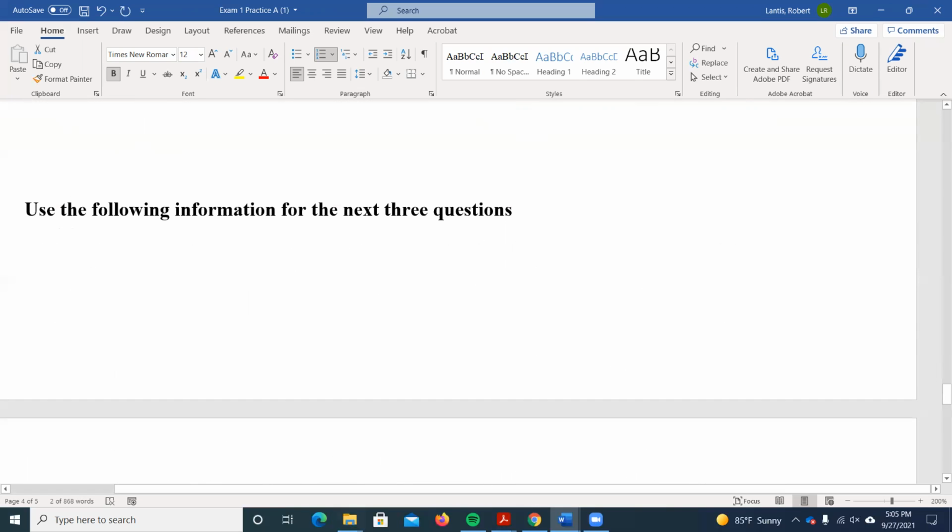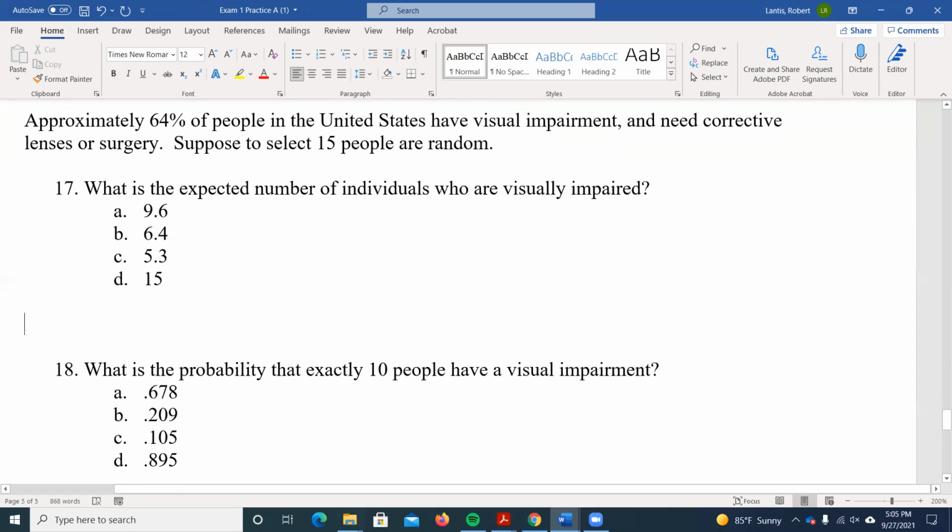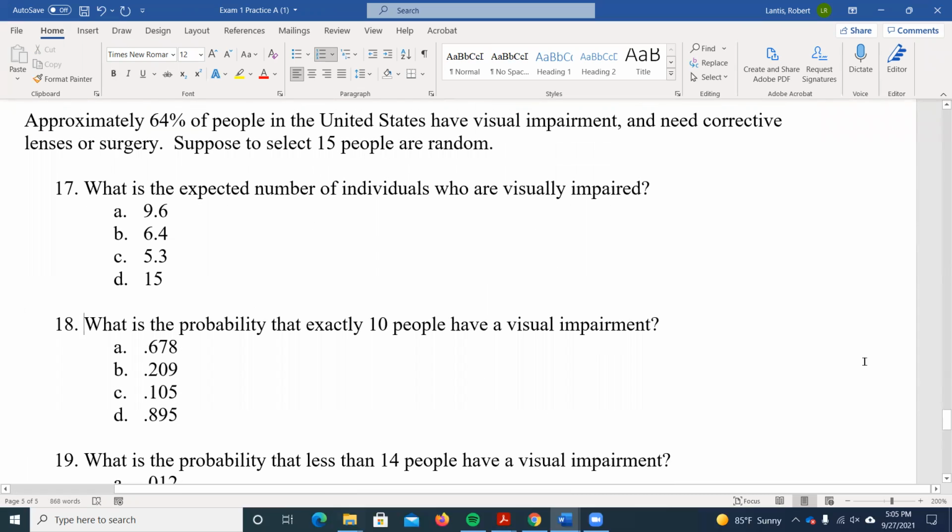Let's stay on practice exam A here. Let's say 64% of people have a visual impairment in the US, and out of 15 people, we are looking for the expected number of people who have a visual impairment. People either are visually impaired or they're not, and we've got a capped number of people we could see here. The highest number of people with a visual impairment out of these 15 would be 15. We know that we're capped at that amount.